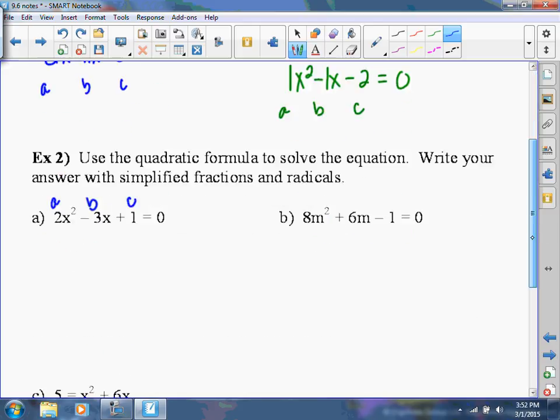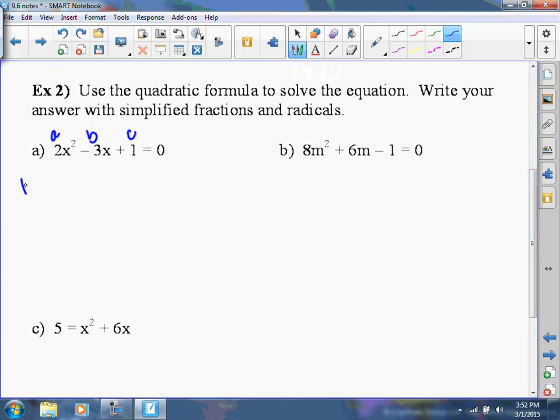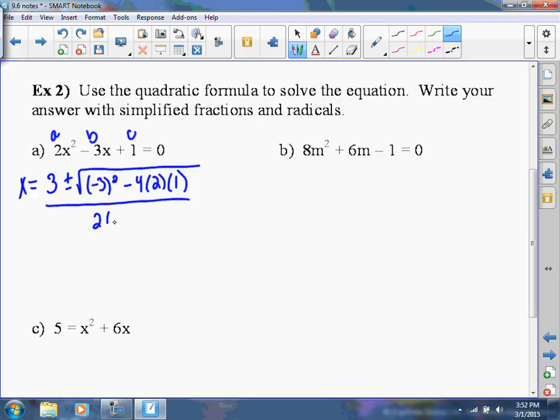So we'll have x equals opposite b, so that's going to be a positive 3, plus or minus the square root of b squared minus 4 times a times c all over 2 times a.